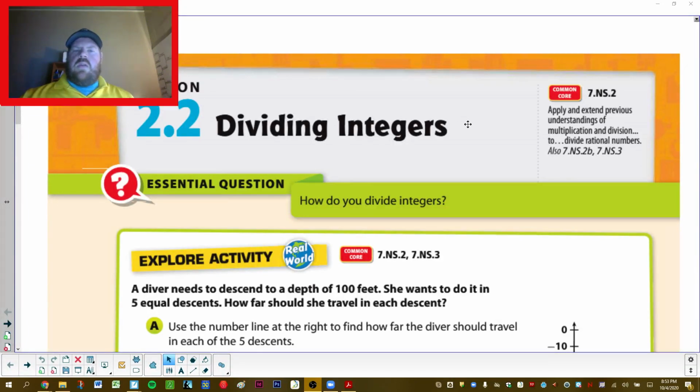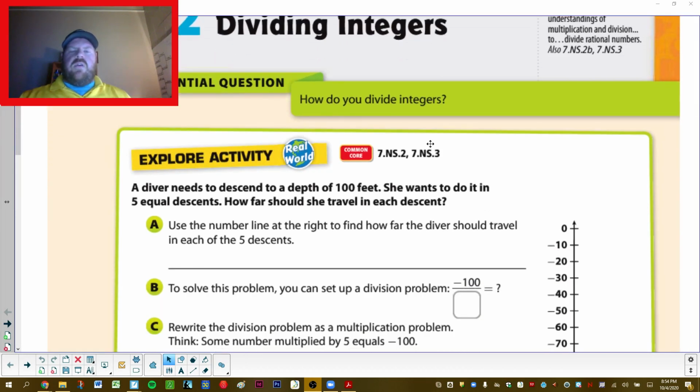Today we're going to be looking at dividing integers. Last time we looked at multiplying integers together, and this time we're going to look at the opposite of that, which is dividing integers. So let's go ahead and take a look at what they have for us.